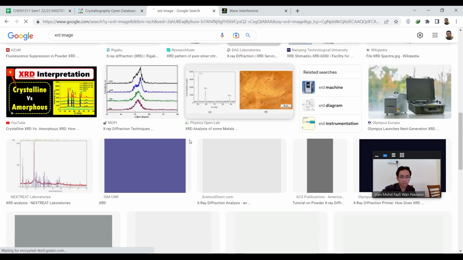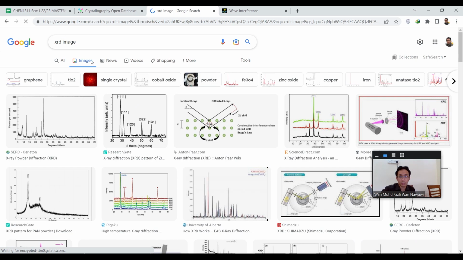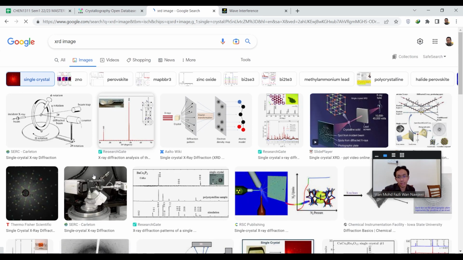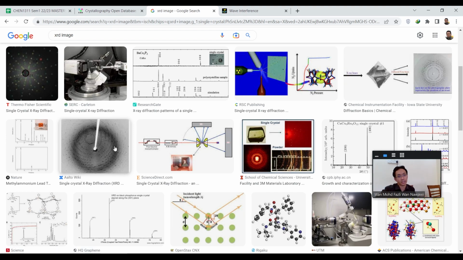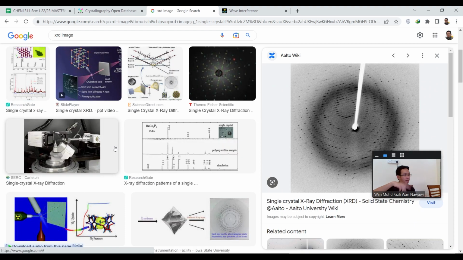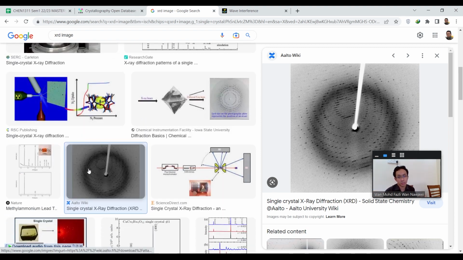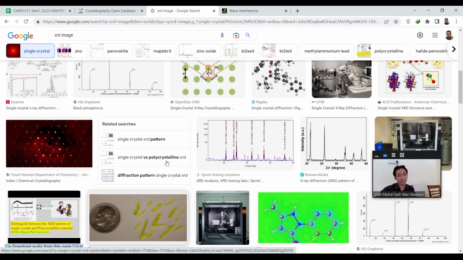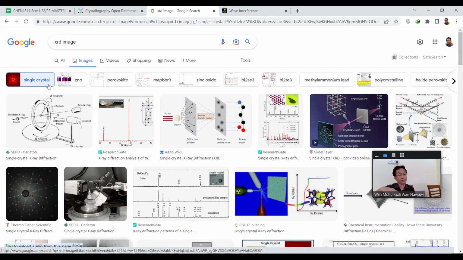Sometimes you see a photographic image for a single crystal. For single crystal, normally they use a picture like this. You will see a picture like this rather than the peak pattern, the one that I showed you in the class when I brought the compact disc and also the laser. That is basically an XRD image.